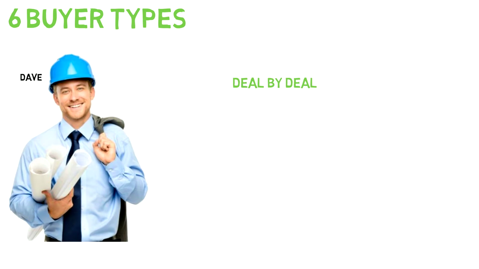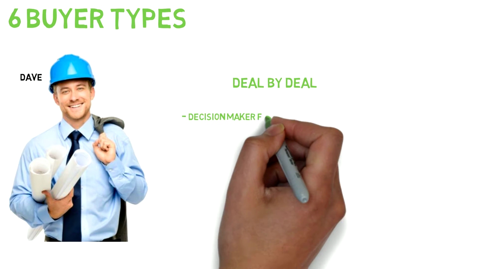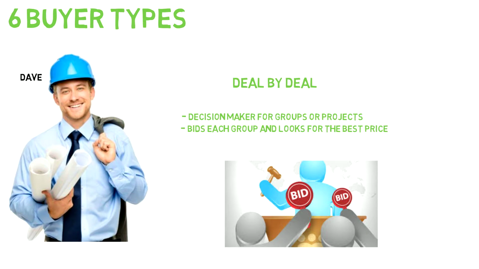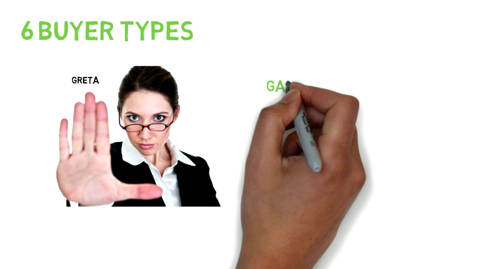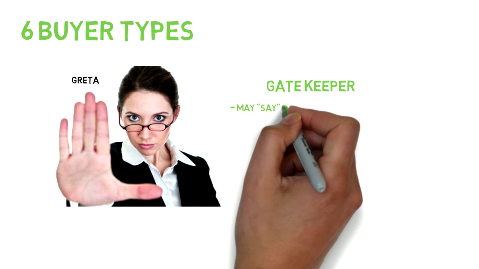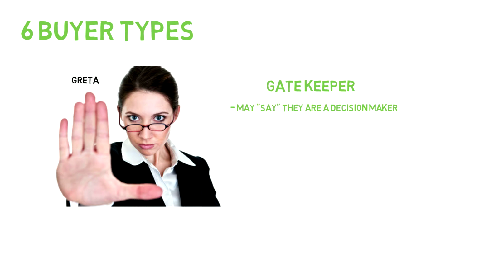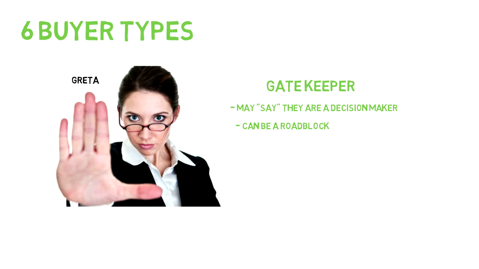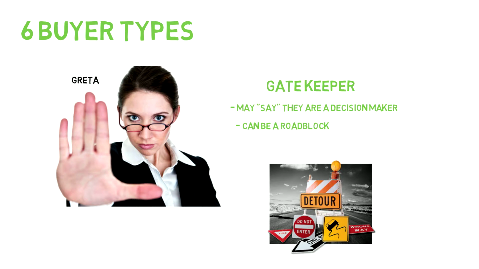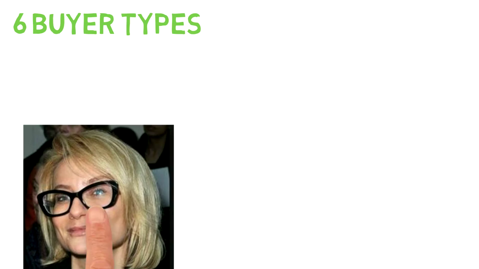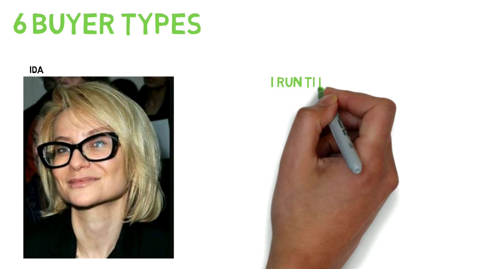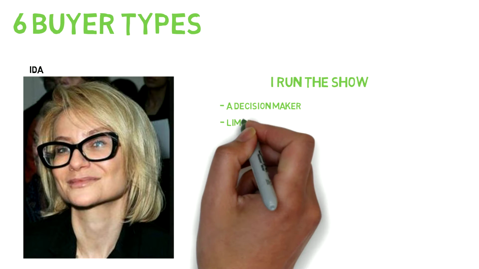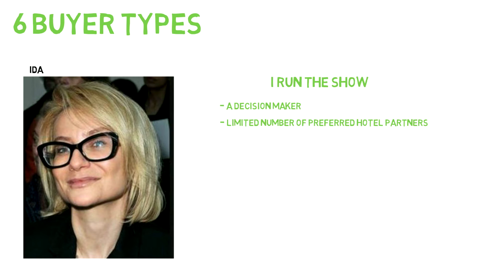A deal-by-deal contact indicates a person who makes lodging decisions for various groups and projects, and tends to bid out each group individually to try to get the best price. A gatekeeper is someone who may profess to make decisions about hotel stays for their company, but in fact is typically not involved. However, this person can be an effective roadblock to reaching the people who actually do make the decisions. We would classify a contact as I run the show if they make hotel selections for individuals or groups and tend to work with a limited number of preferred hotel partners for their stays.